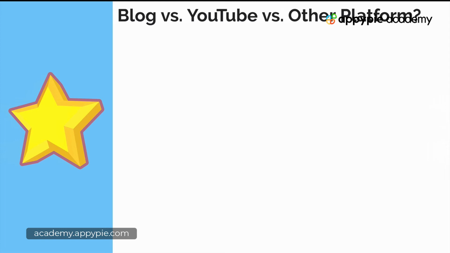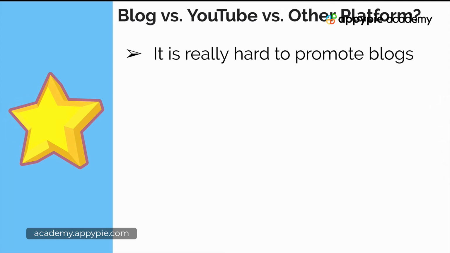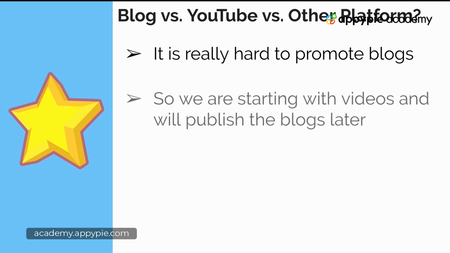Now, how do we choose the platform? Why was it a blog versus YouTube versus something else like Instagram? Well, right now, blogs are just really hard to promote with SEO. You can get traffic to them, but it's just really hard to get a lot of traffic. So we chose YouTube, and we'll turn the content into blogs later. So we're not forgetting about the blogs, but YouTube is priority number one, and it's priority number one to rank for all kinds of keywords like how to run contests, software for contests, and so on. I'll show you that in a second.